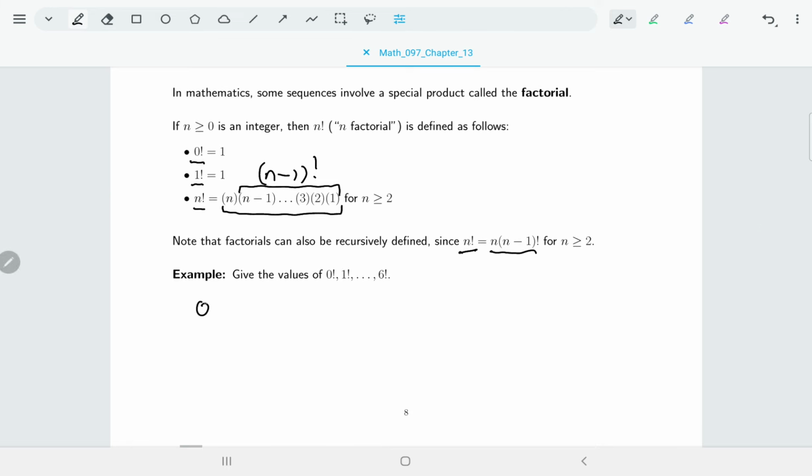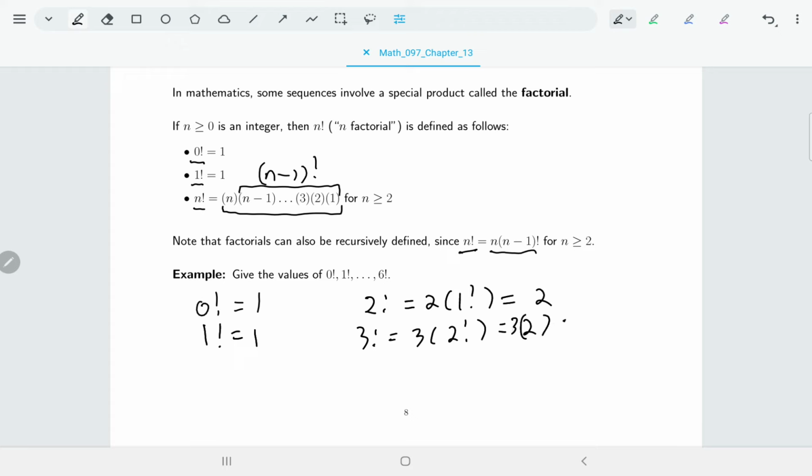So something like 0 factorial and 1 factorial, we know what those are because by definition, we've said that 0 factorial is 1 and that 1 factorial is 1. But for something like 2 factorial, that would be 2 times 1 factorial, which is 2 times 1, or 2. 3 factorial, that's 3 times 2 factorial, which is 3 times 2, or 6. 4 factorial, that's 4 times 3 factorial, 4 times 6, which is 24. Also notice that that's the same thing as 1 times 2 times 3 times 4. So whether you're using the non-recursive definition or the recursive definition, you get the same values either way.